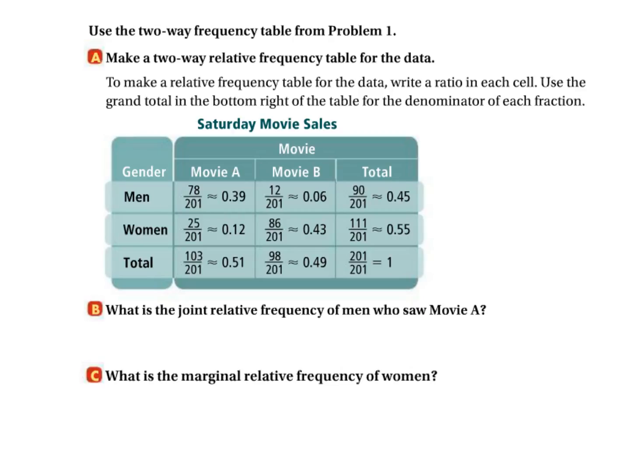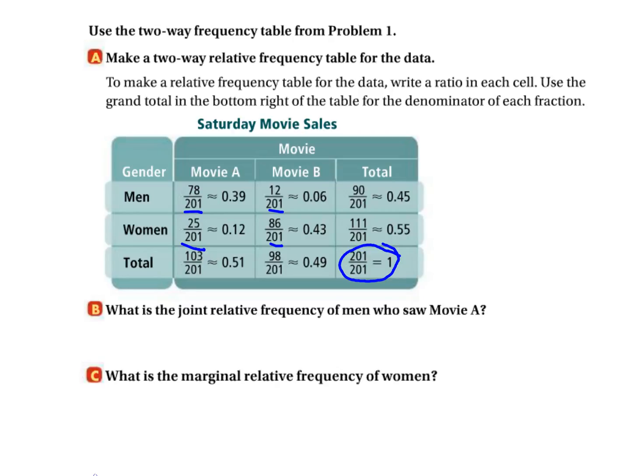So to make a relative frequency table for the data, write a ratio in each cell. Again, using the grand total and dividing that into each of the joint frequencies gives you a joint relative frequency. And then dividing that grand total into each of the marginal totals gives you a marginal relative frequency.